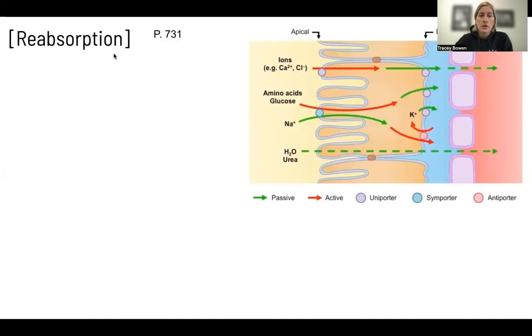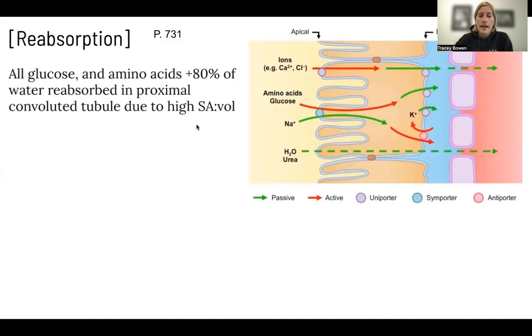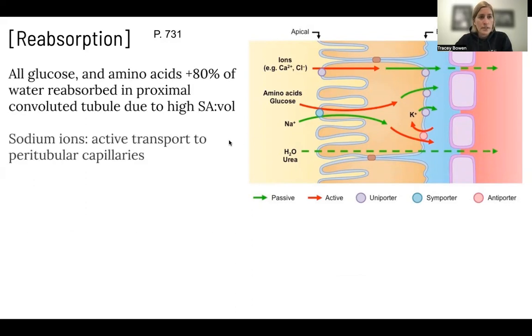So then we're moving into the proximal convoluted tubule, and the proximal convoluted tubule's purpose is to reabsorb stuff that we still need back in our blood. So all glucose and amino acids plus 80% of our water is going to be reabsorbed in the proximal convoluted tubule. It has a really high surface area to volume ratio due to microvilli and villi that are inside the tubule.